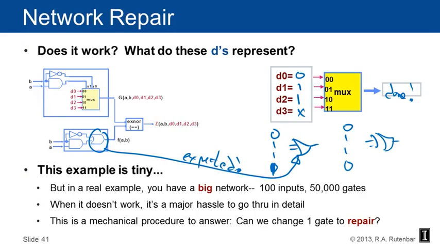That's why we're focusing on this computational Boolean algebra business. You've never really done Boolean algebra like physics, where you write equations and expect solutions. So what have I just done? I've given you a mechanical procedure to answer, can I change one gate and repair it?